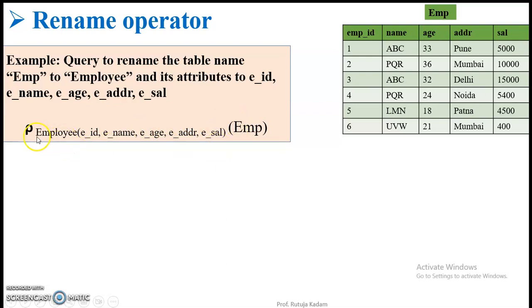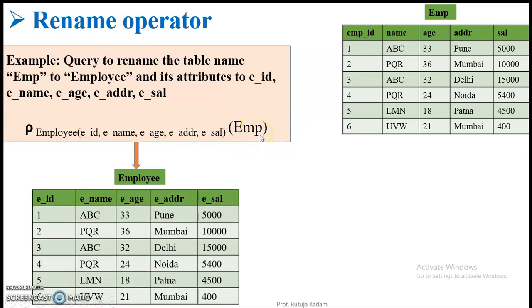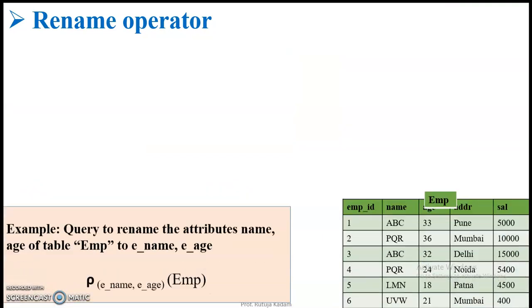So here if you see, the entire table has been changed because the new name is employee and the column names are also changed. Of which table? Of the EMP table. So what will be the output? The output will be the new name, that is employee, and if you see, all the column names are also changed to EID, ENAME, EAGE, EADDRESS and ESAL. So this is how it works if I want to rename the table name and its attributes.